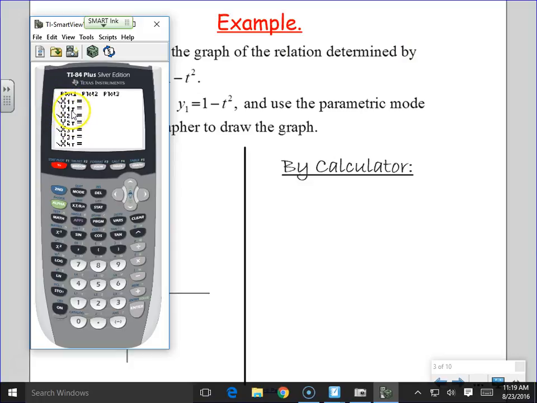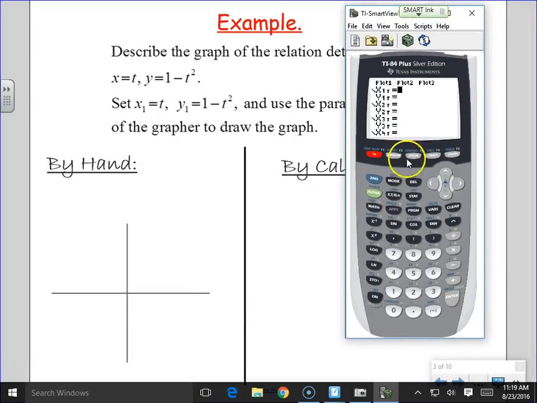Whoa! X1T, Y1T, it's like they know what parametric mode is. What is it? X equals t or e1 minus t squared. Hit the variable button, that's the T. Used to be an X, now it's a T because we're in PAR mode.